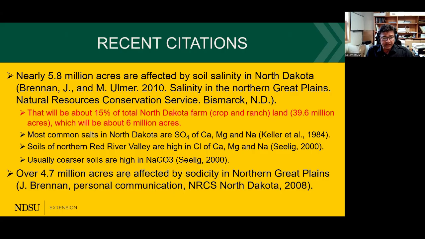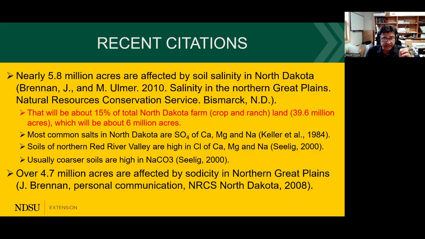And then another estimate: they went through soil series and picked out soil series that are known to have a natric horizon. Natric horizon is the issue, excess sodium, which leads to soil sodicity. And then they calculated the number of acres under those soil series. The number came to 4.7 million acres, which would be about 12% of our farm and ranch land.